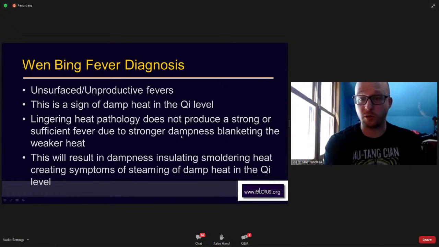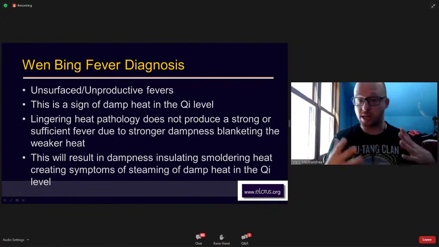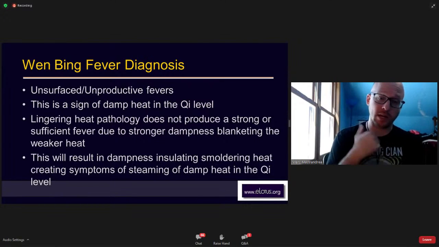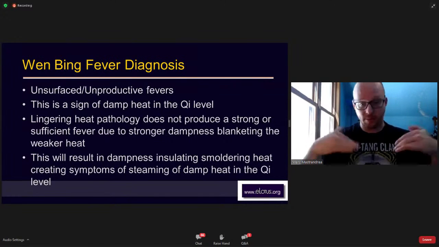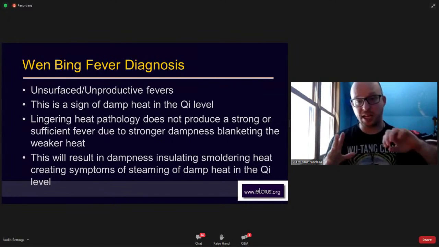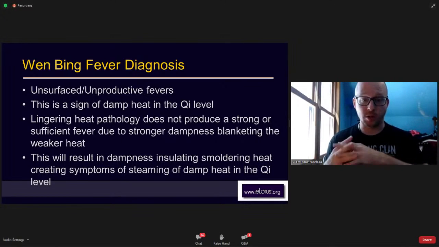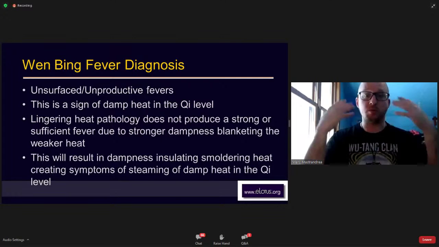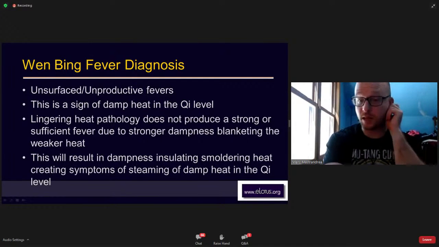right? This will result in smoldering heat, right? Smoldering underneath, eating through Qi. This is what affects the spleen, right? Heat affects the spleen, burns up spleen Qi, produces more dampness. Now you get more dampness insulating and more dampness insulating as the heat keeps eating through all of this postnatal Qi production mechanism, right? And so you really destroy a lot of the ability to make Qi and to make refined fluids, make Yin.